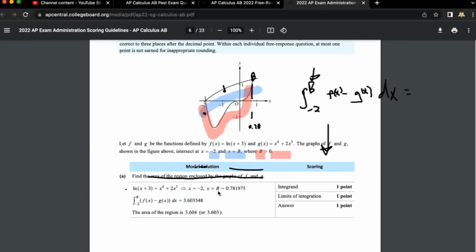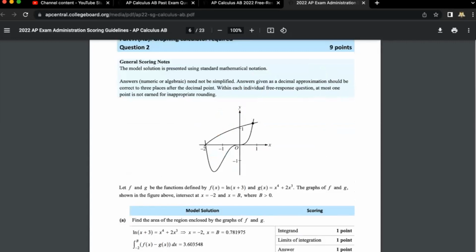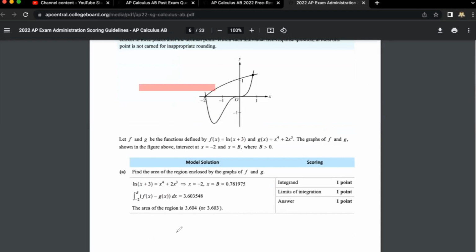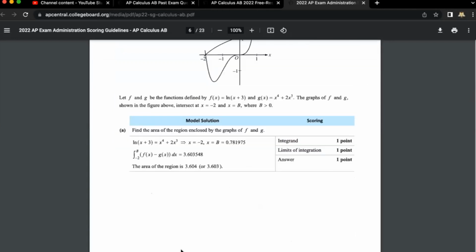3.604603. Now, really quickly for you guys too, do not forget that they ask you to give 3 places after the decimal point. So you'll notice down here, they actually will accept whether you rounded it correctly or not, okay? And as a result, that's 1 point for setting up the limits of the integration, but another point for getting that b as well.